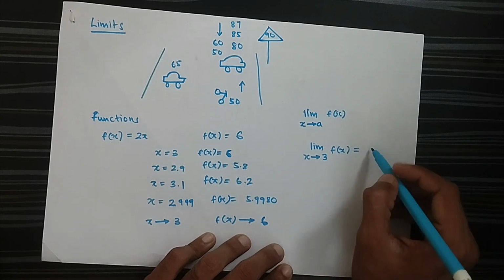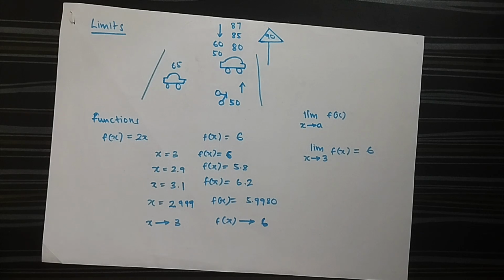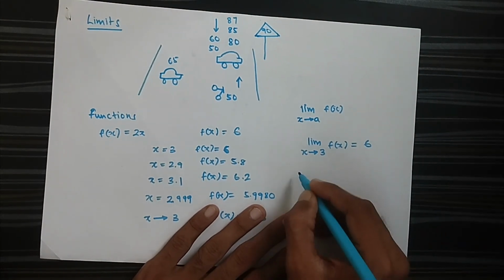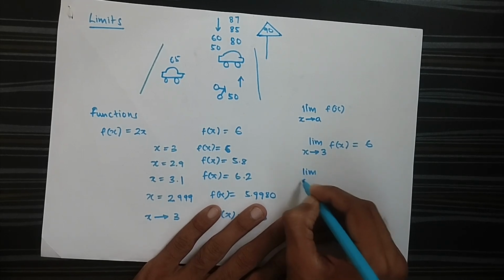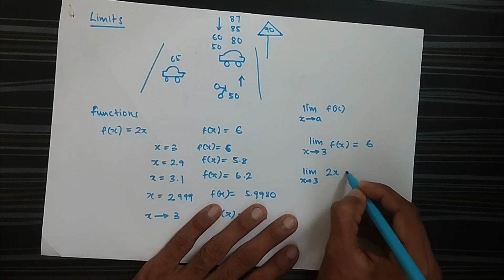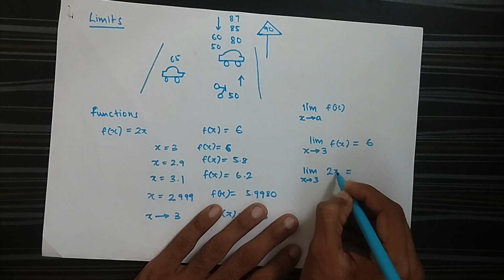We get our answer as 6, right? It becomes closer and closer to 6. So we can solve limits pretty simply. Limit x tends to 3. What is f of x? f of x was our 2x. To solve a limit, we just apply x tends to 3 here.